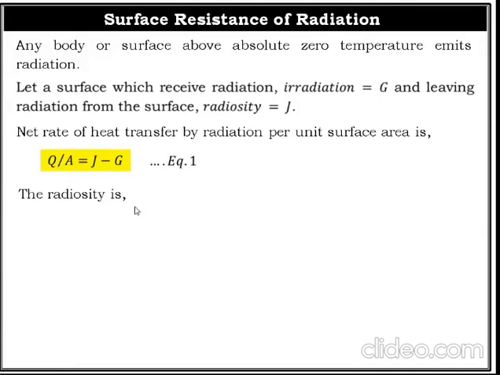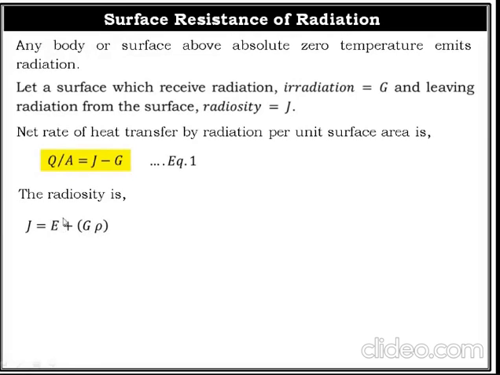This is our equation 1. Now radiosity, we know that radiosity is its own emitting radiation, that is the emissive power of that body, plus the reflected amount of radiation. So the reflected amount is irradiation multiplied by reflectivity. We saw the formula: reflectivity is nothing but G reflected divided by total irradiation G. So the reflected part of radiation is G reflected, and it can be written as G into rho.